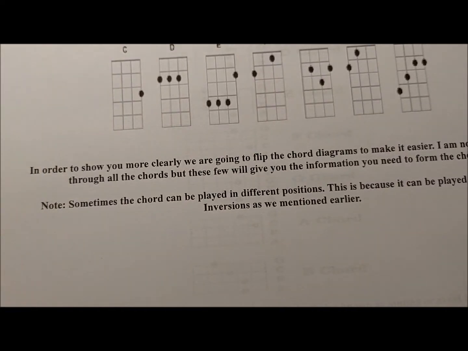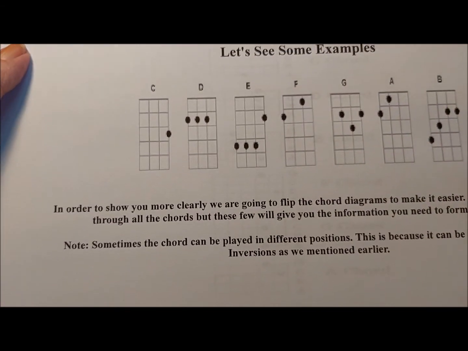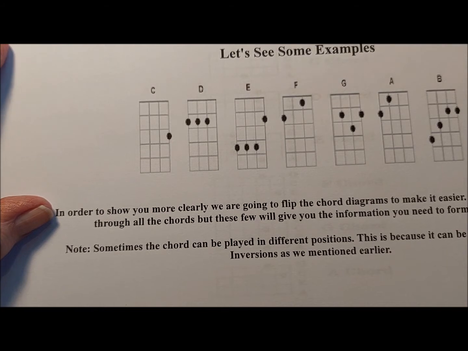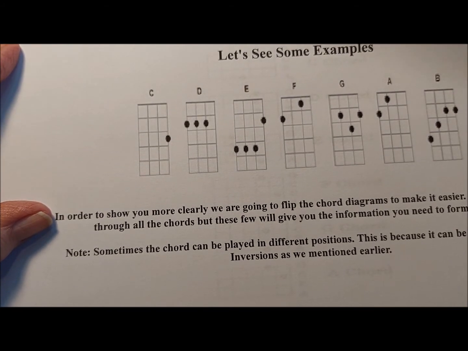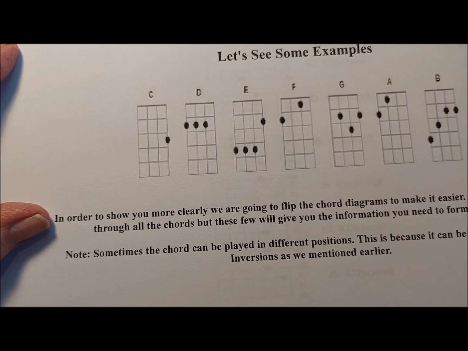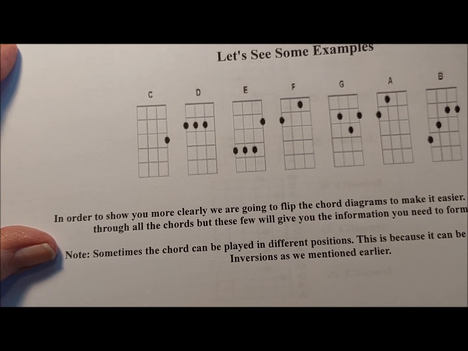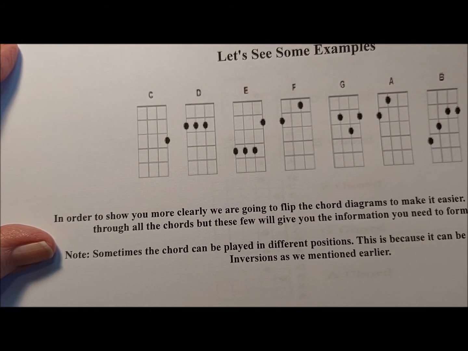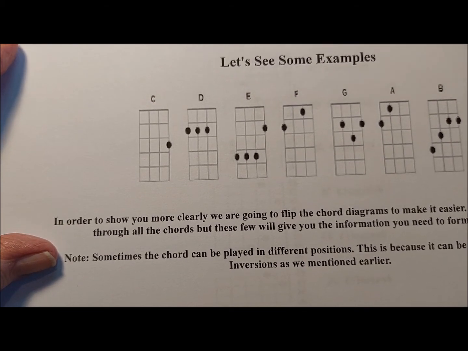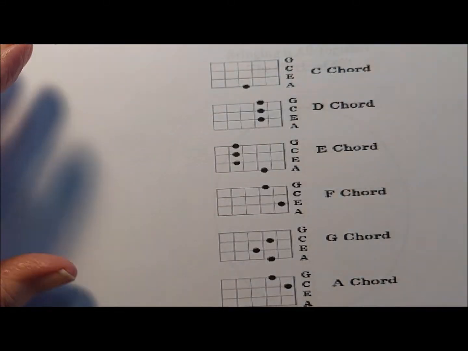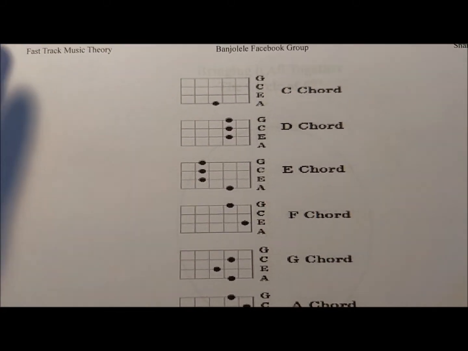Okay, so let's take some examples of this. What you see in the book is a chord, right? They're going to show you a chord. But in order to show you more clearly, we're going to flip the chord diagram to make it easier. I'm not going to go through all the chords, but these few will give you the information you need to form the chords. Sometimes a chord can be played in different positions, like I said before. That's because it can be played in different inversions. Okay, so we're taking this and we're going to flip it, right? And when we flip it, this is what it looks like.